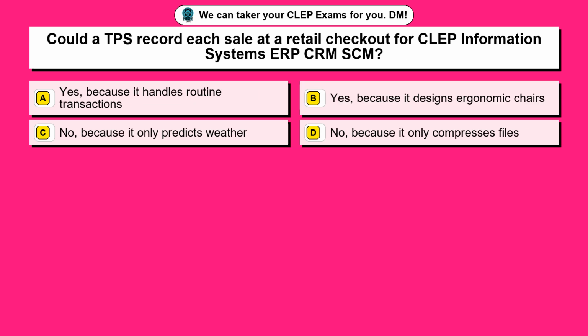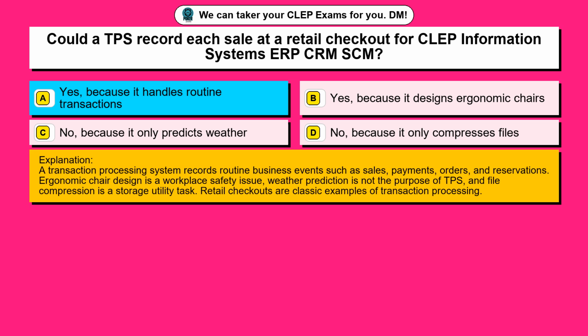Question 7. Could a TPS record each sale at a retail checkout for CLEP Information Systems ERP CRM SCM? Option A. Yes, because it handles routine transactions. Option B. Yes, because it designs ergonomic chairs. Option C. No, because it only predicts weather. Option D. No, because it only compresses files. The correct answer is option A. Yes, because it handles routine transactions. A transaction processing system records routine business events such as sales, payments, orders, and reservations.